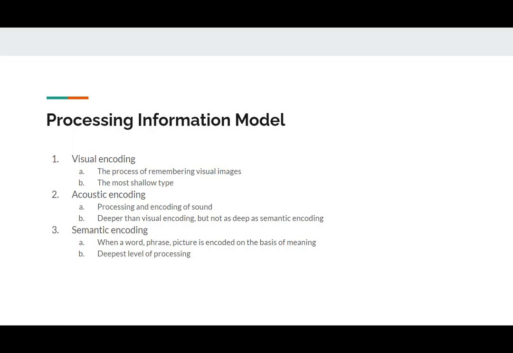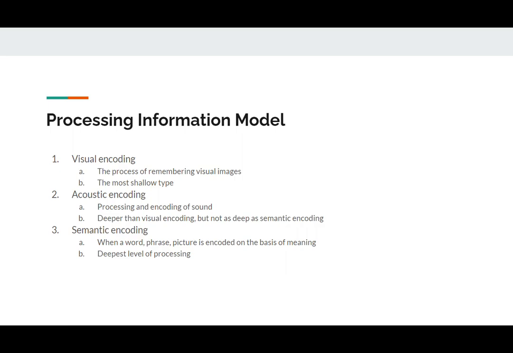Visual encoding is the process of remembering visual images. Visually encoded information is forgotten easily, therefore, it's the most shallow type of processing. An example of visual encoding would be trying to remember a list of words with each word only being shown for a second. You should be able to remember if there was a word written in red ink or written with all the capital letters.